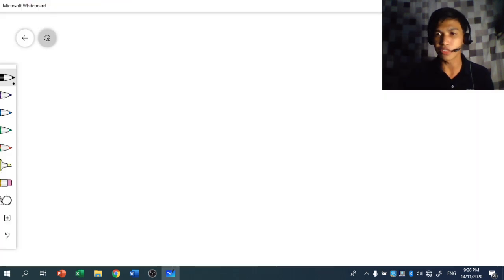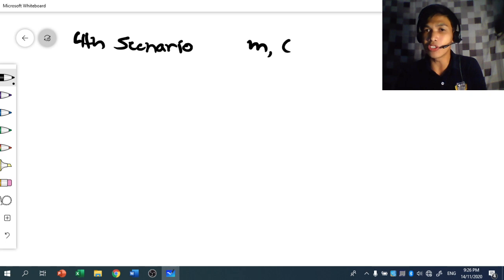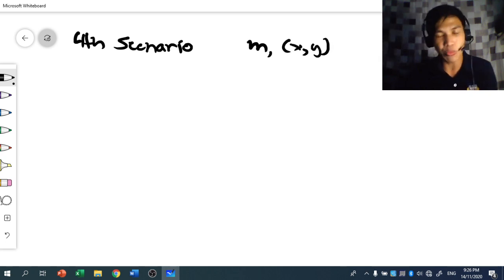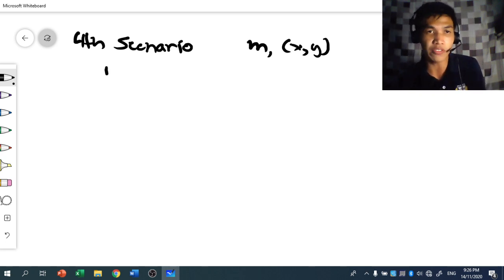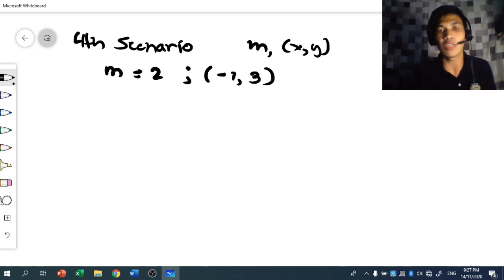Okay, so for now, let's have our fourth scenario. And for our fourth scenario, what if the given is a slope and an ordered pair? Yan. So, paano kaya pag ang given ay slope at saka isang ordered pair lamang? So, let's have an example. What if your m will be equal to 2? And for your ordered pair, let's have (-1, 3). Yan. So, paano ang gagawin natin?